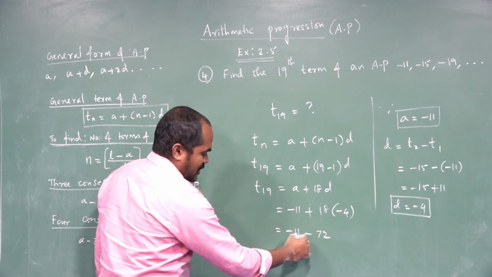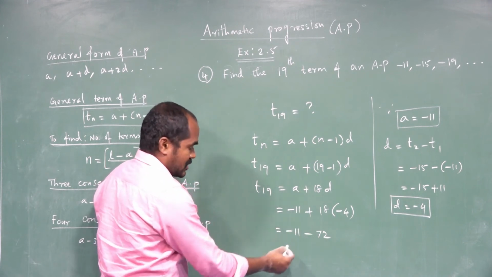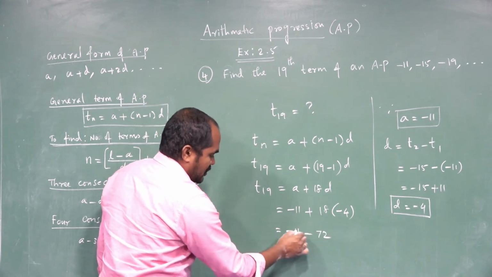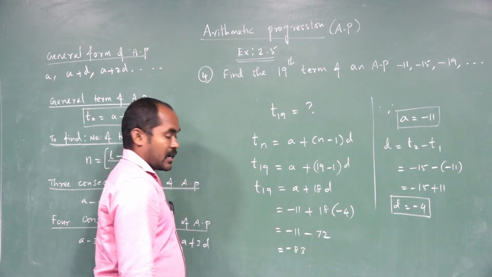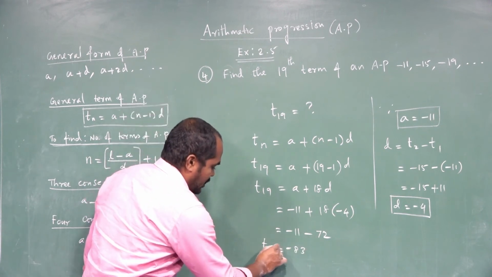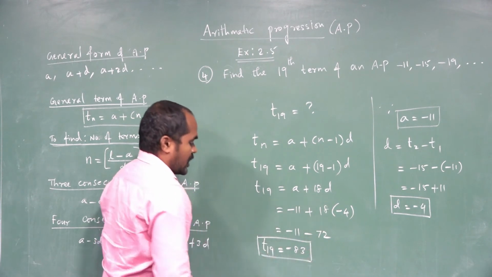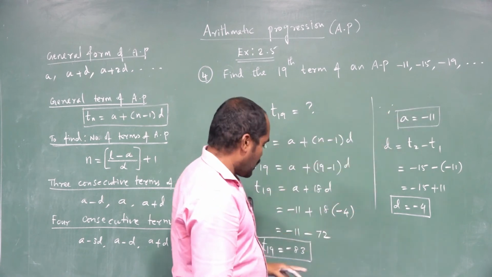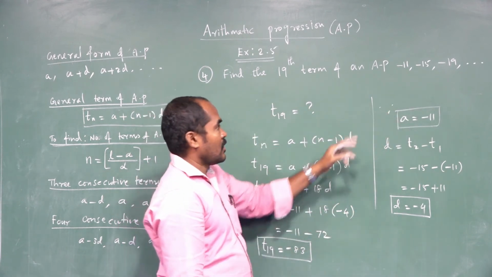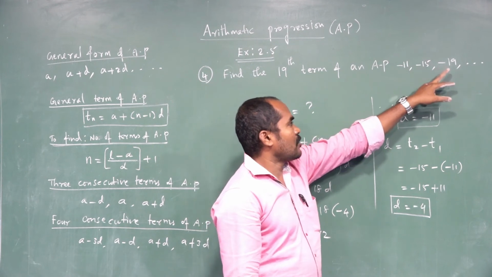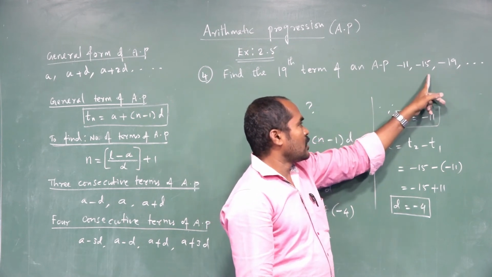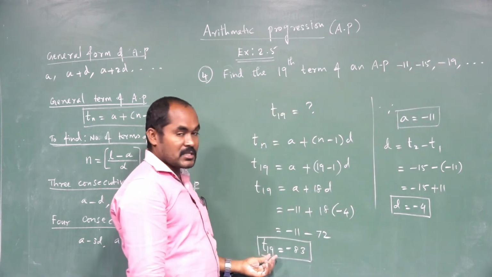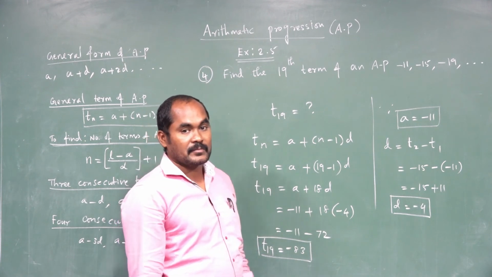So minus 11 minus 72. Add these two because both are the same sign. 2 plus 1 is 3. 7 plus 1 is 8. So this is minus 83. So the 19th term of the given arithmetic progression is minus 83. Minus 11, minus 15, minus 19, that is first term T1, T2, T3. So what is T19? The 19th term is minus 83.